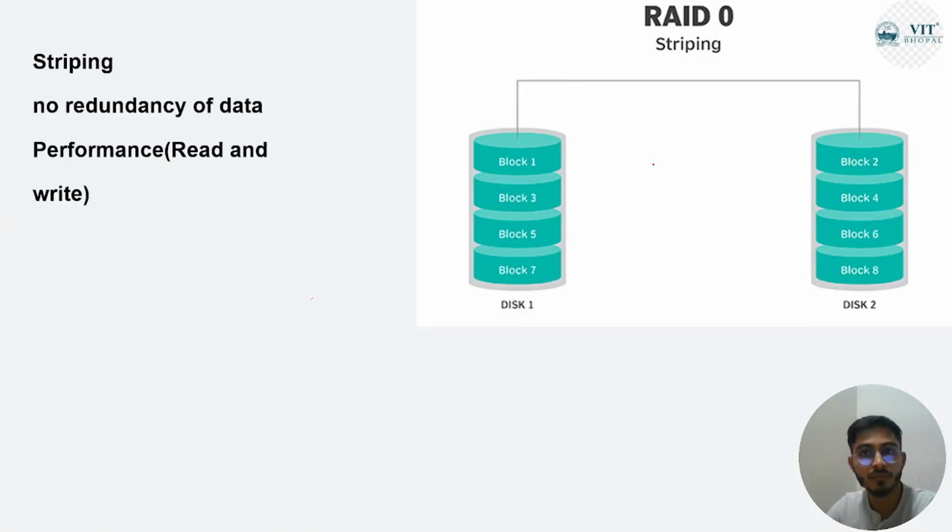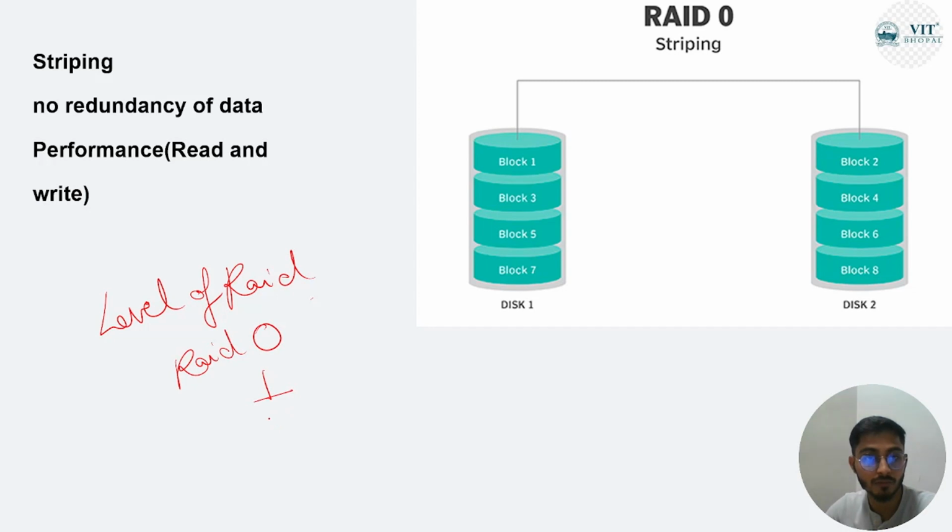See, these are the levels of RAID. There are many levels of RAID, for example RAID 0, RAID 1, 1 plus 0, which is also called nested RAID, RAID 2, RAID 3, RAID 4, RAID 5, RAID 6. These are the levels of RAID.